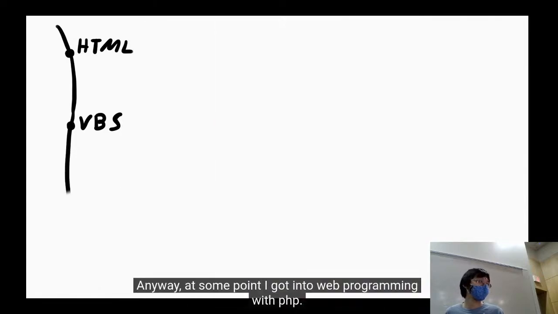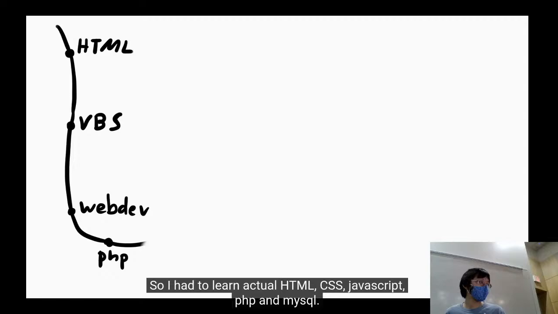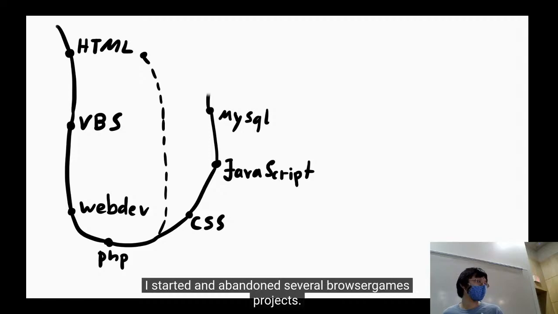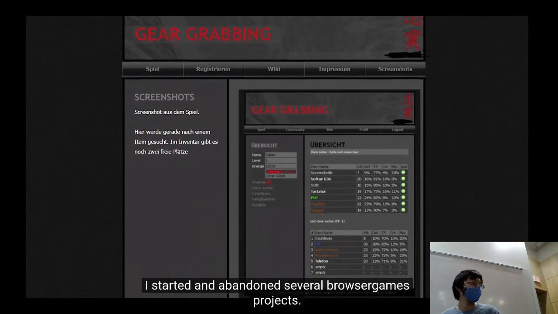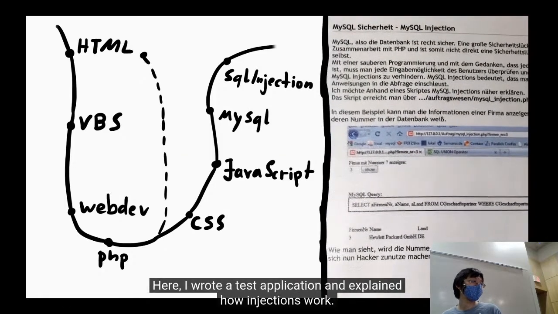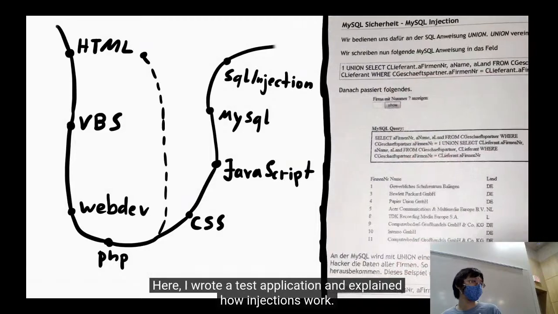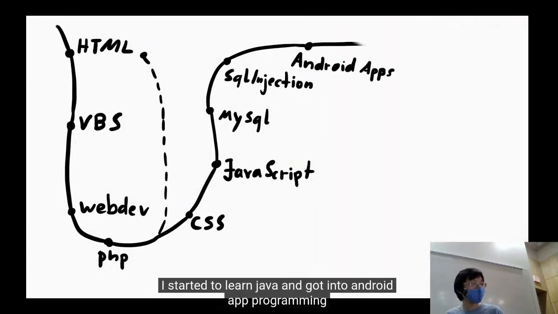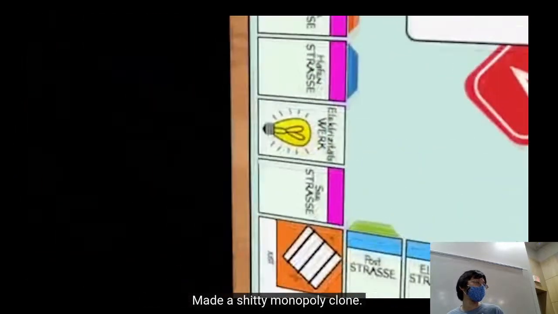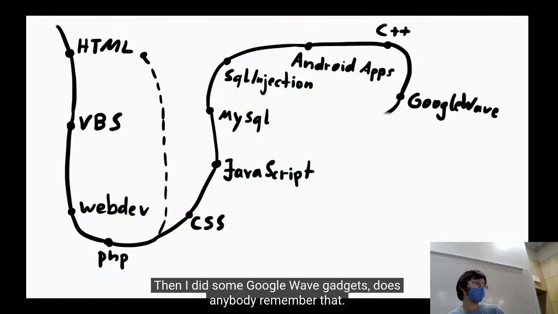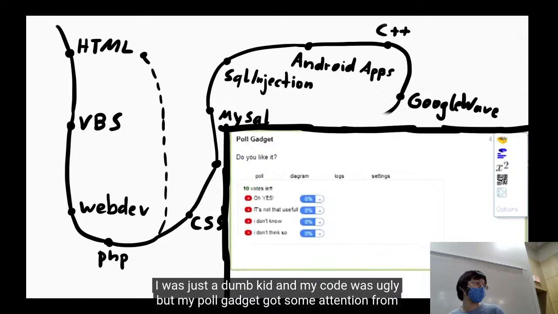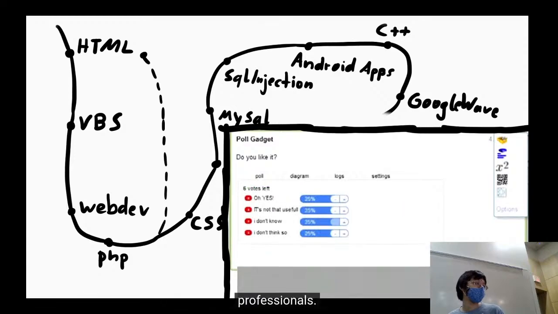Anyway, at some point I got into web programming with PHP, so I had to learn actual HTML, CSS, JavaScript, PHP and MySQL. I started and abandoned several browser game projects. Then I heard about SQL injections and I did a school project on it. Here I wrote a test application and explained how injections work. I started to learn Java and got into Android app programming. Did some C++ and a bit of game programming. Made a shitty Monopoly clone. Then I did some Google Wave gadgets. Does anybody remember that? I was just a dumb kid and my code was ugly, but my poll gadget got some attention from professionals. That was cool.